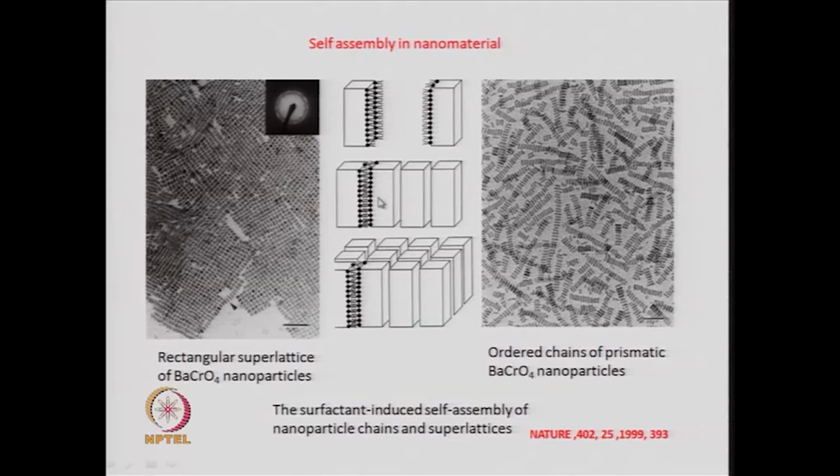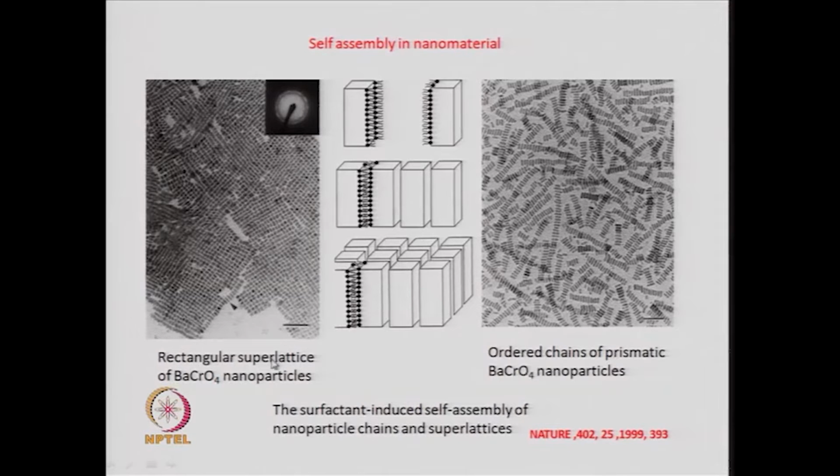So, they come together, and when they come together, they bring these two crystals together, and so it is like you are stitching these two crystals through these surfactant molecules, and then this can happen between the next two, etc. So, in the presence of surfactant, if you synthesize barium chromate nanoparticles, you get this kind of array of particles. This is self assembled, because between two particles you have this kind of interactions which bring the two cubes together.